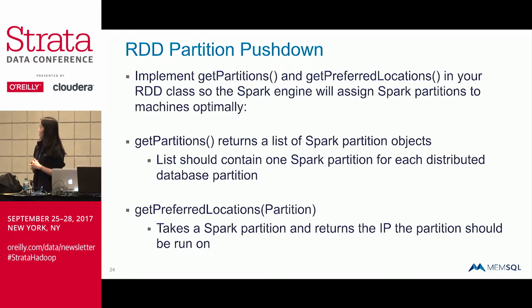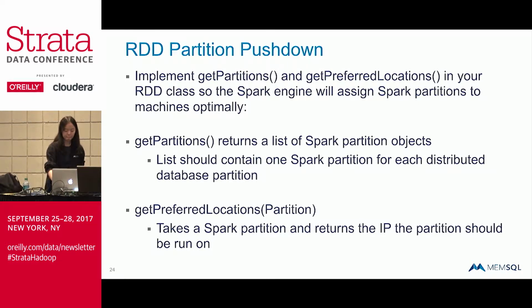So to get the ideal behavior, you would override the getPartitions and getPreferredLocations methods in your RDD class. So the Spark engine will assign Spark partitions to machines optimally. This is a little verbose, but basically, getPartitions allows you to define an arbitrary number of partitions, and getPreferredLocations is a way to map partitions to executors.